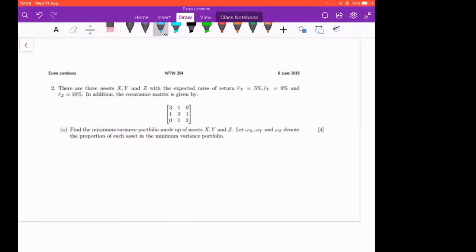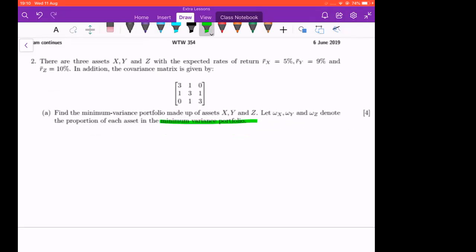This question says that there are three assets, X, Y, and Z, with expected rates of return 5, 9, and 10. Additionally, the covariance matrix is this. So find the minimum variance portfolio made up of assets X, Y, and Z, where those things denote the proportion of each asset in the minimum variance portfolio. So they are actually asking you to find the minimum variance portfolio. I hope if I zoom in a little bit, you can all see.